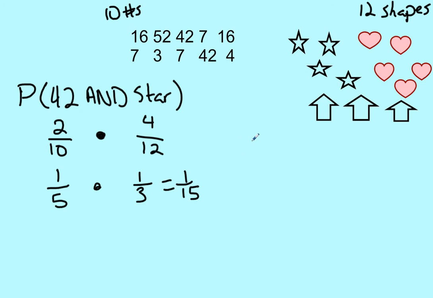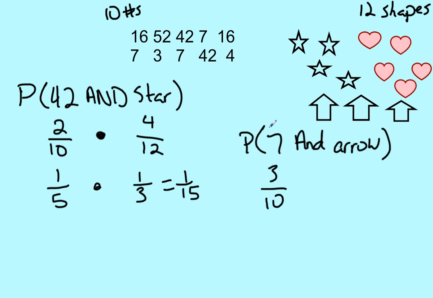Alright, next one. Probability of 7 and arrow. Okay, so this time there are 3 7s. I'm sorry, I didn't mean to do that. Not 3 out of 7, it's 3 out of 10. Right? Always 10 numbers. Arrow, 3 arrows out of 12. We simplify. Can't simplify 3/10, we leave that, but 3/12 is 1 over 4. So this just gives us 3 over 40.